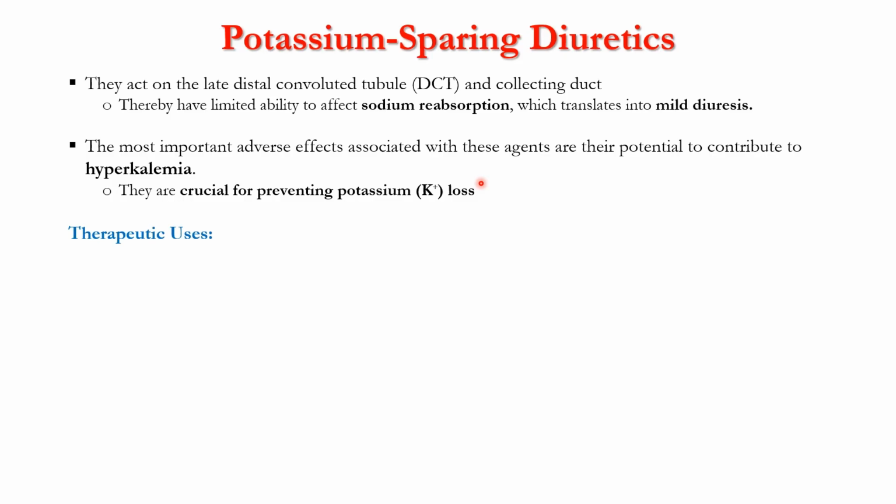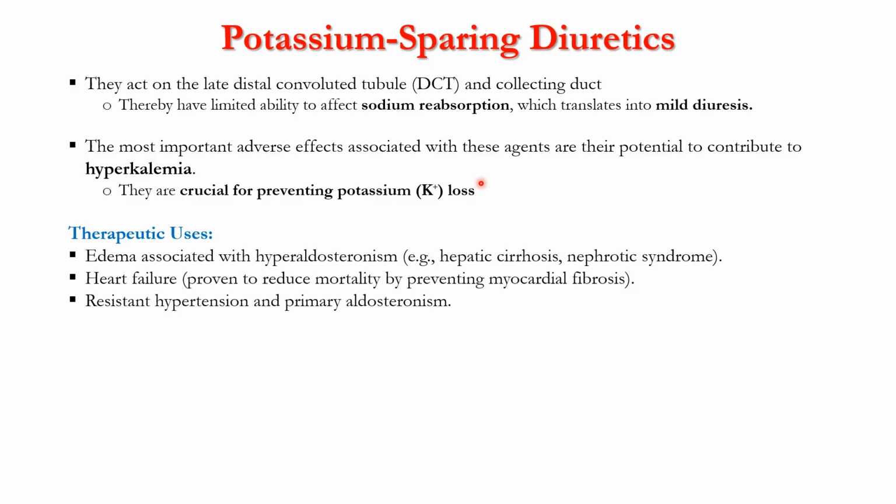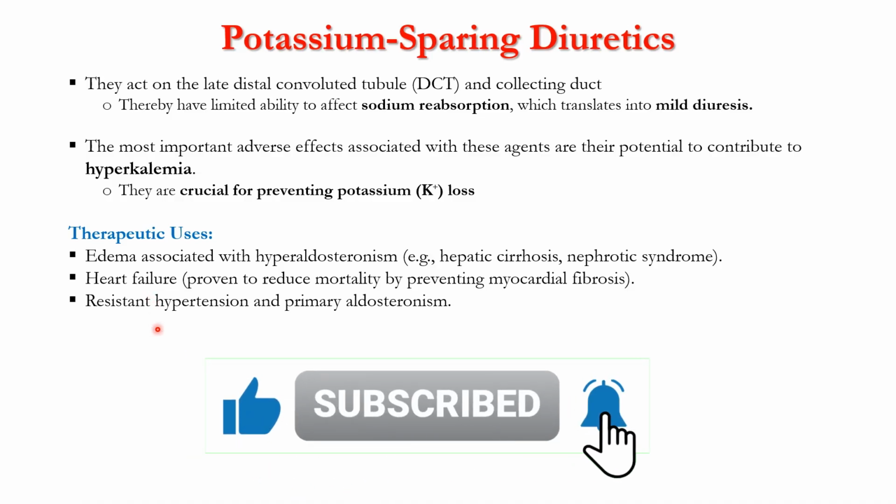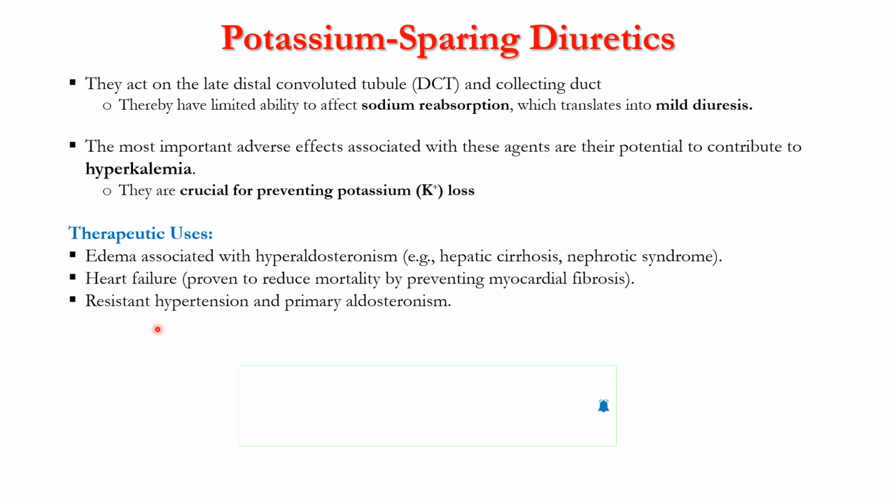So what are the therapeutic uses of potassium-sparing diuretics? So they can be used for edema associated with hyperaldosteronism, specifically for the case of hepatic cirrhosis and nephrotic syndrome. They can also be used in the case of heart failure. So it can be used to reduce mortality by preventing myocardial fibrosis, and also it can be used for resistant hypertension and primary aldosteronism.